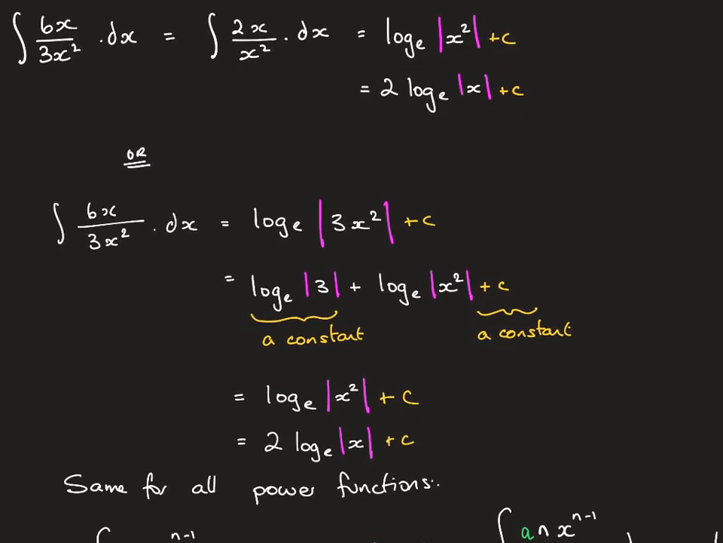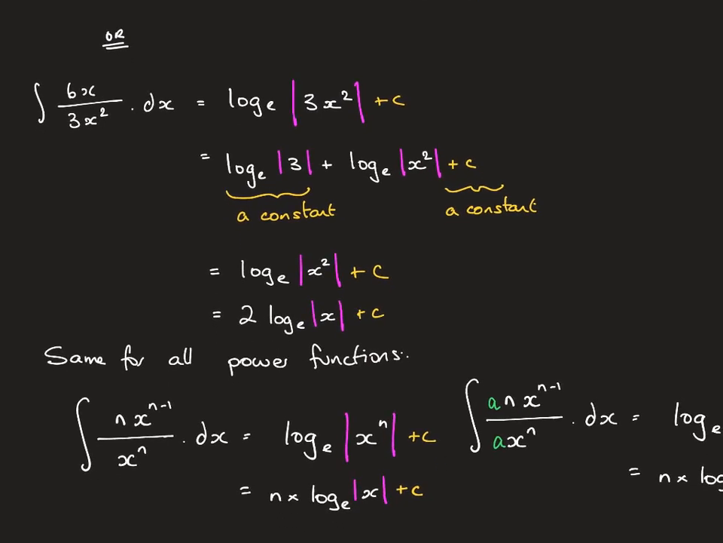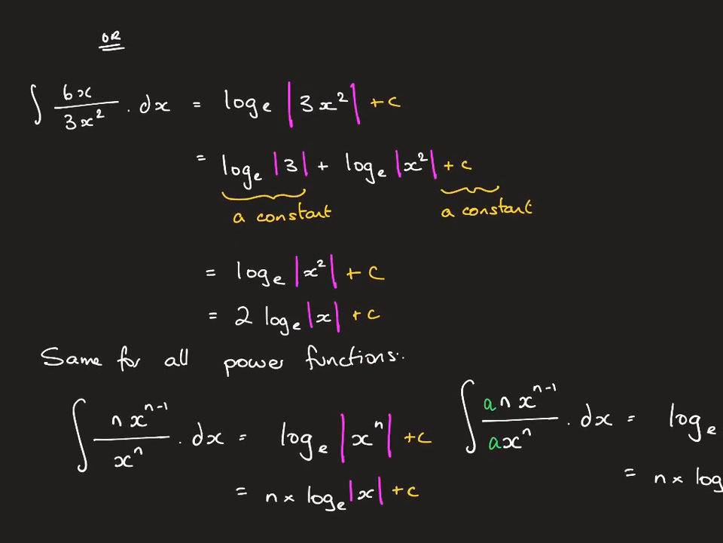And that process works the same for all of your power functions, whatever power function you're doing. By that I mean x to the power of n. If you've got your derivative on the top, it's log to the base e of x to the n. The n will come out the front. The n will be multiplying the log. So that will just stay exactly where it is.